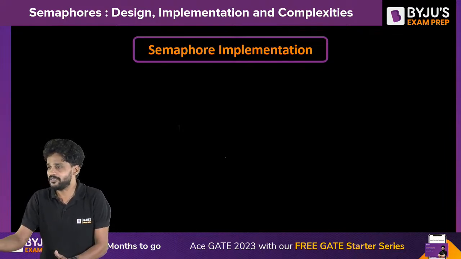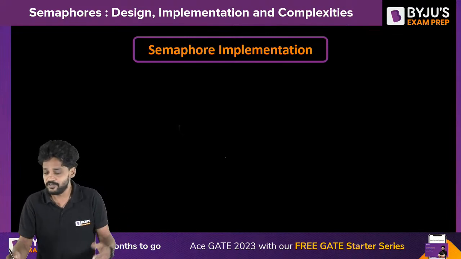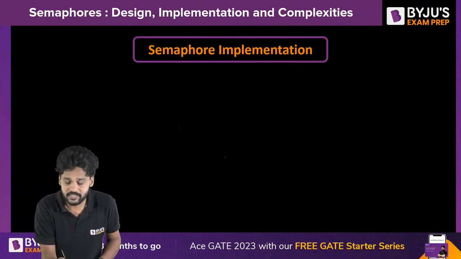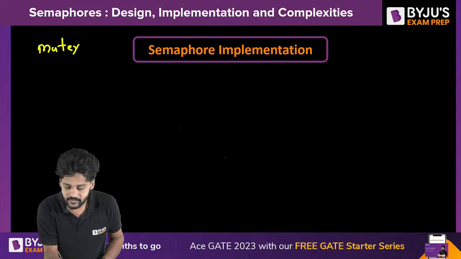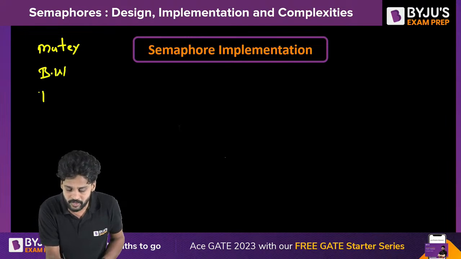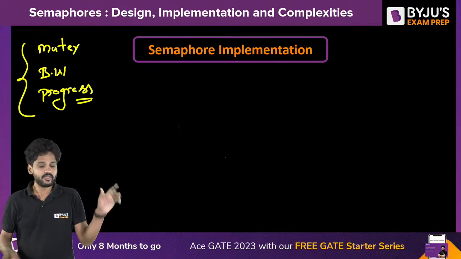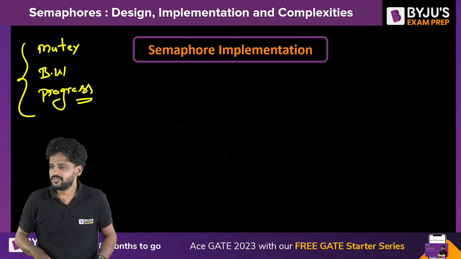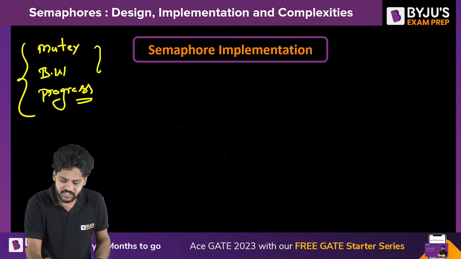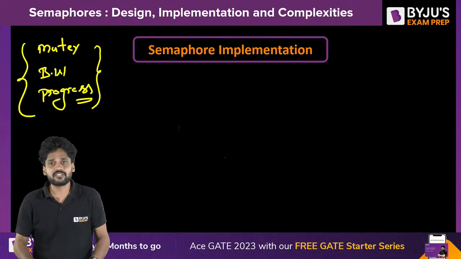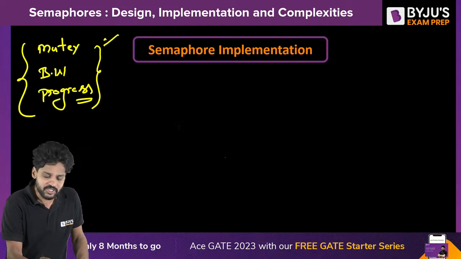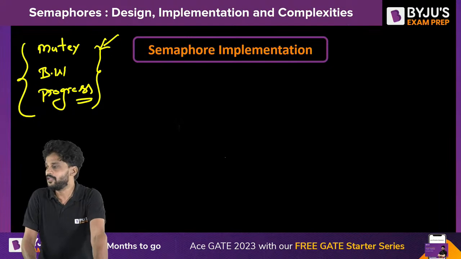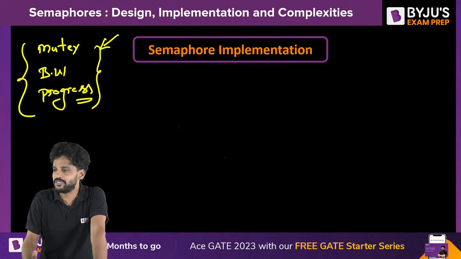Tell me, I am just waiting. Did you forget? Fine, let me write it. The criteria that need to be satisfied by any solution are mutual exclusion, bounded waiting, and progress. Yes or no? These must get satisfied, right? Including semaphore. Semaphore is no exception. When we use semaphore, it must satisfy all these criteria. Otherwise, we don't use semaphores at all. Yes or no? I'm waiting for your answer eagerly.